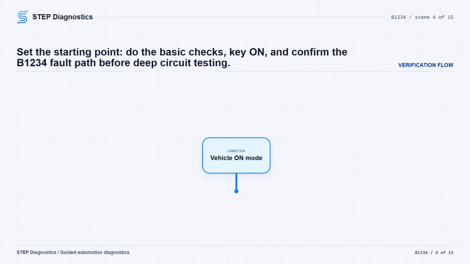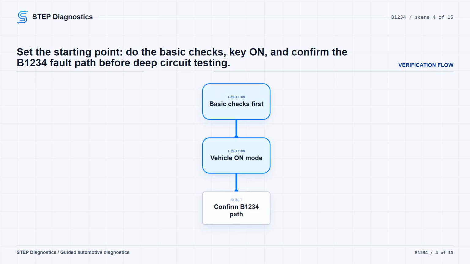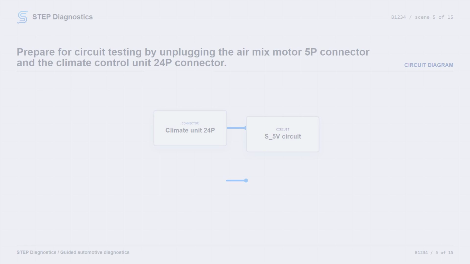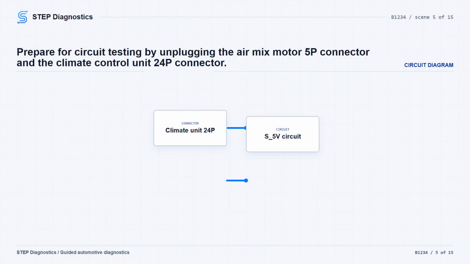Start with the basic system checks before getting deep into the circuit. Then turn the vehicle to the on mode and confirm the fault path for B1234. The setting logic is simple. If the input voltage from the air mix control motor is below the specified value, the climate control unit stores this code. Next, prepare for the S5V and AMD-P-DR circuit checks.